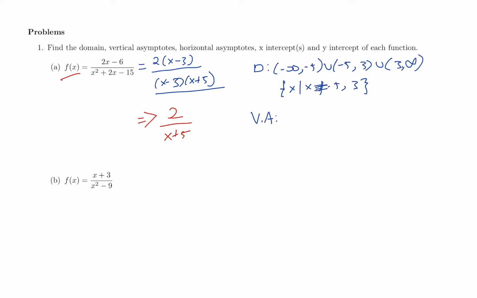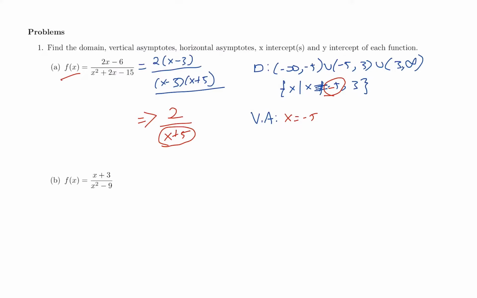So now simplify, and then whatever makes 0 in the denominator of the simplified expression gives us vertical asymptote. So in this case, x equals negative 5. So again, negative 5 also is right here, right? So vertical asymptote values are also not in the domain. So keep that in mind.